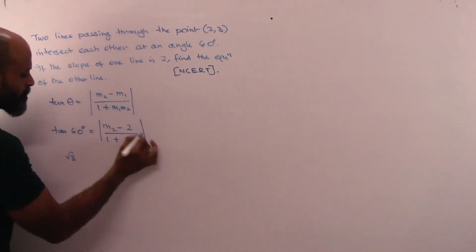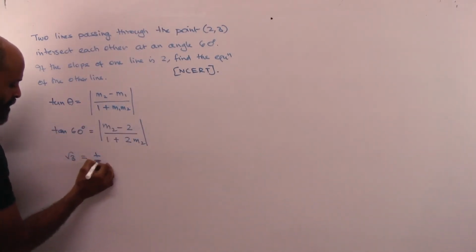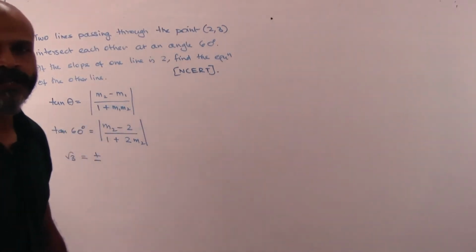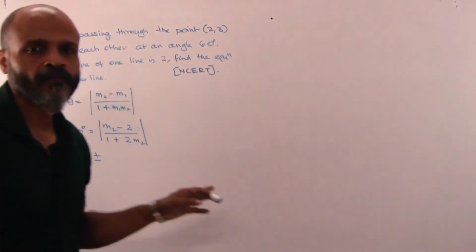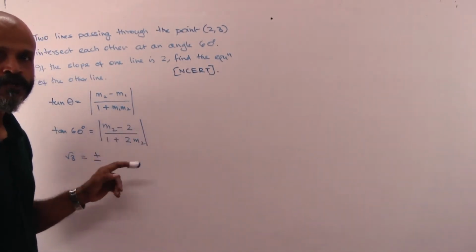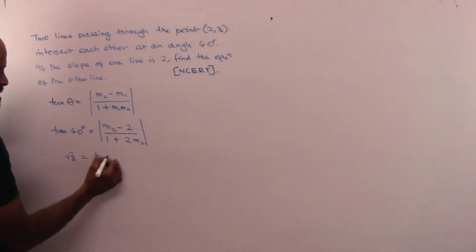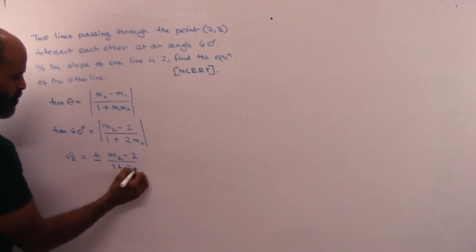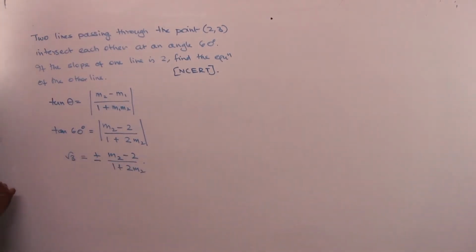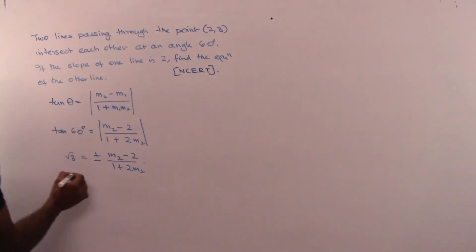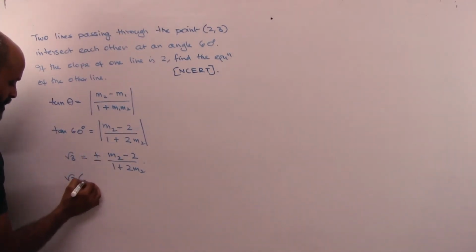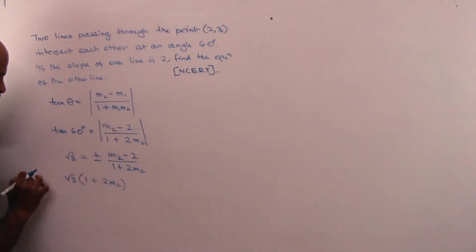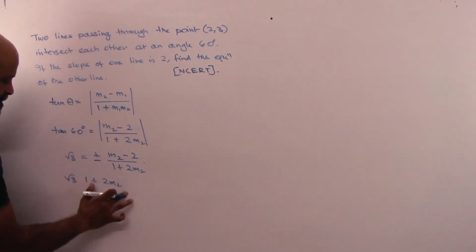Okay, now when we remove the mod, we will have two values, just as we have in the case of a square root of a number. We have positive and negative values. In the case of a mod, when we remove the mod portion, we will have plus minus (m2 minus 2) upon (1 plus 2 m2). So there will be two values now. Okay, so m2, now we do it: under root 3 into (1 plus 2 m2), which is basically what?